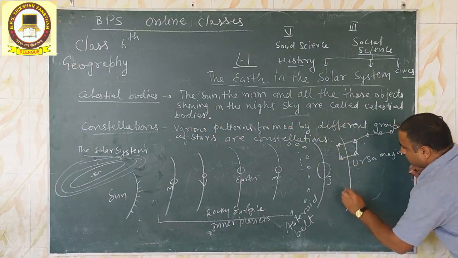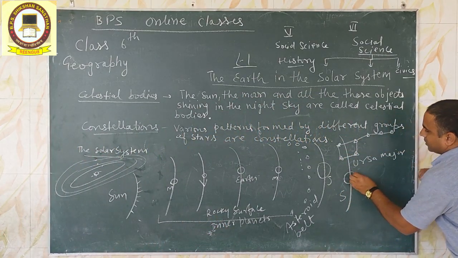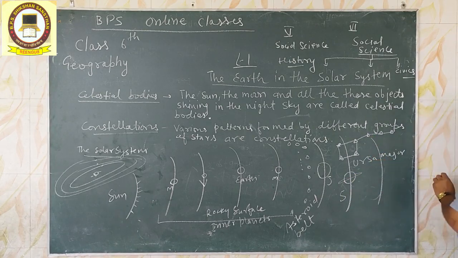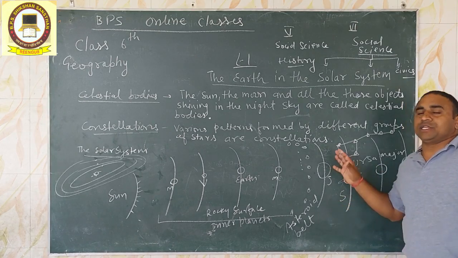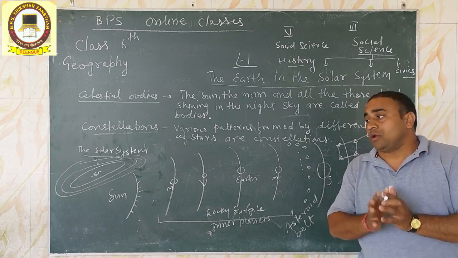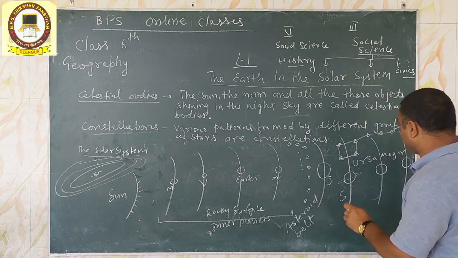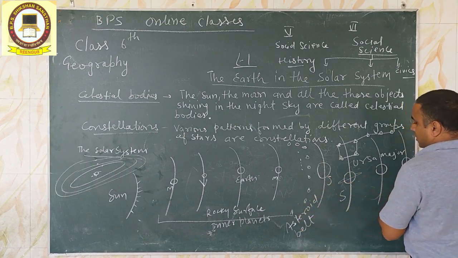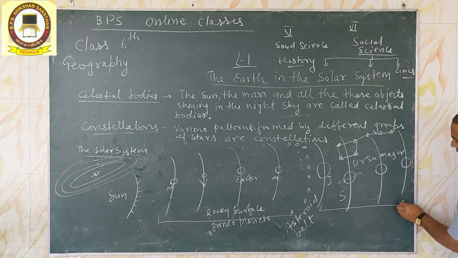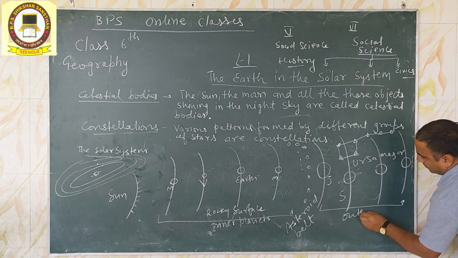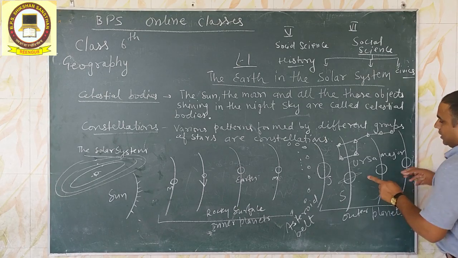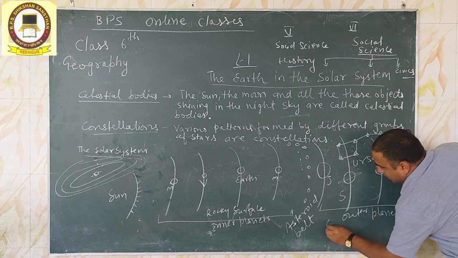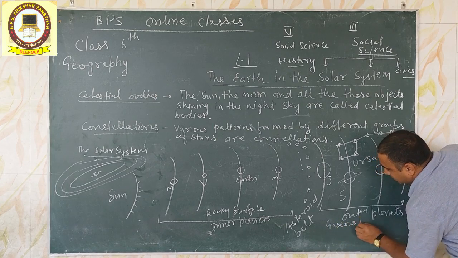Jupiter's next planet is Saturn. Saturn has rings, and the next one is Uranus, and the next one is Neptune. They also have rings, but we can see these rings through a large telescope. Now, these four planets are outside the asteroid belt. These planets are called outer planets. They don't have a rocky surface. They are gaseous planets.